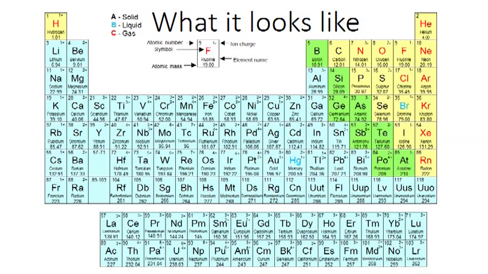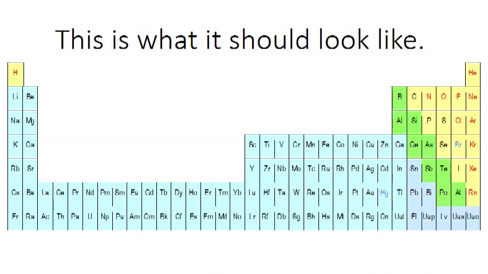If you look down at the bottom, you'll see that there's a box that's somewhat separate from the rest of the table. It starts off with number 57 and number 89 right underneath it. That box is actually supposed to be part of the rest of the table. And if it's put in where it's supposed to be, the table actually looks like this. So this is what the periodic table should look like.